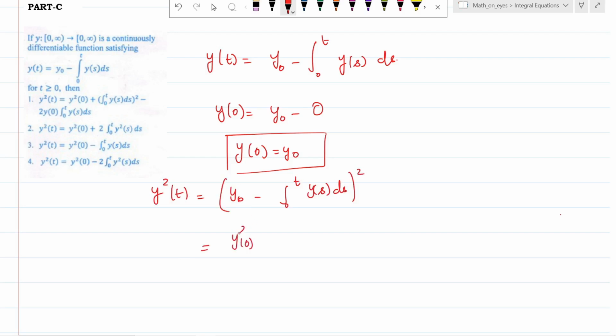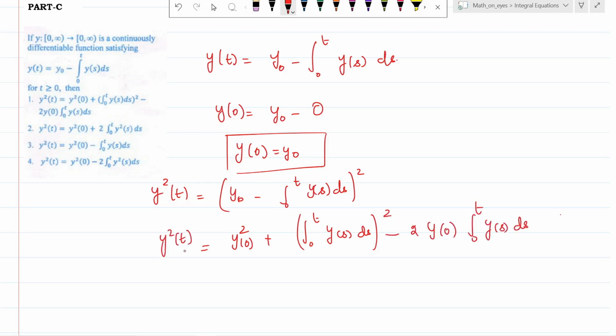So y of 0, the whole square, will give you y squared of 0 plus integral 0 to t of y of s ds, the whole squared, minus 2 into y of 0 into integral 0 to t of y of s ds. So this is the direct squaring. So the first option is the true option.